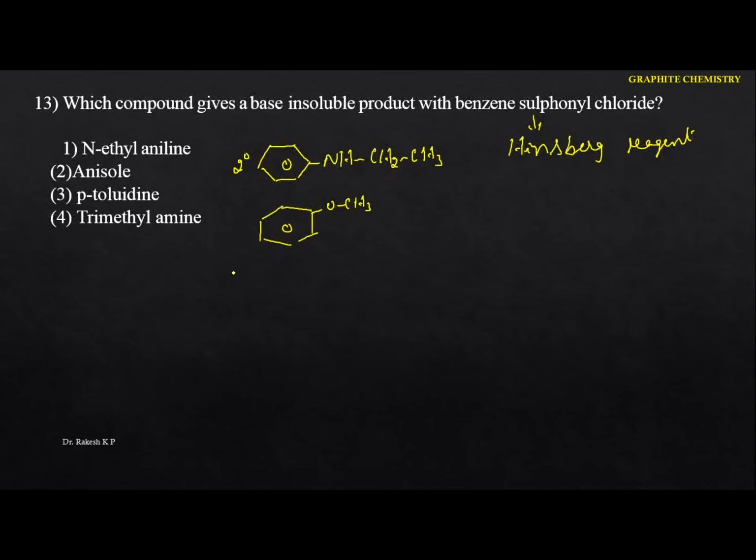The next thing is para-toluidine. So para-toluidine is this one. I'm going to write the NH2 here, and here in the para position we have the CH3. So this is an example of a primary amine.